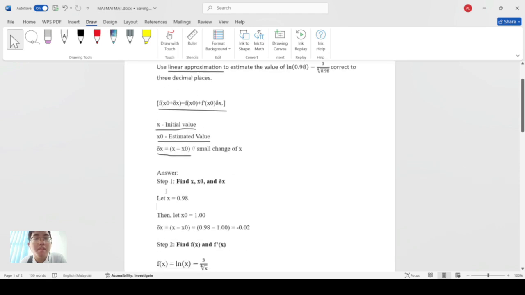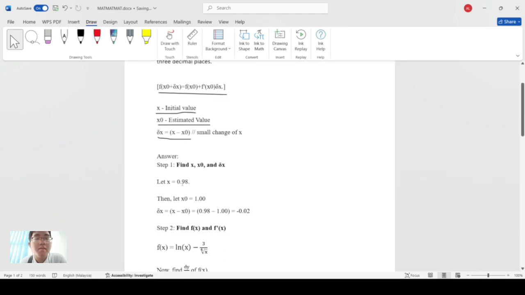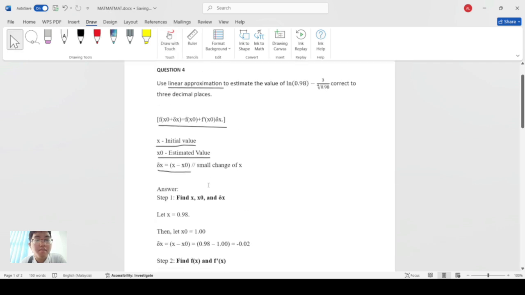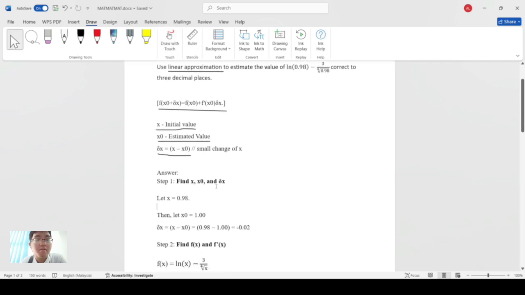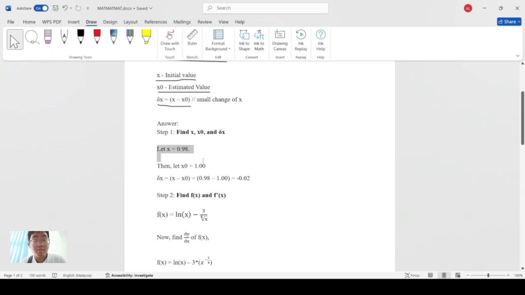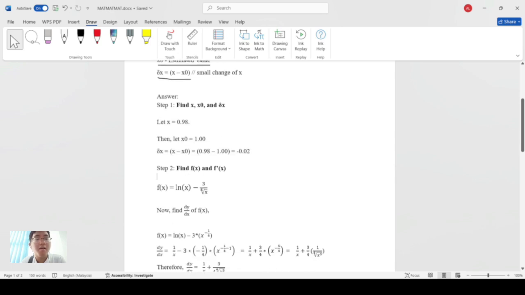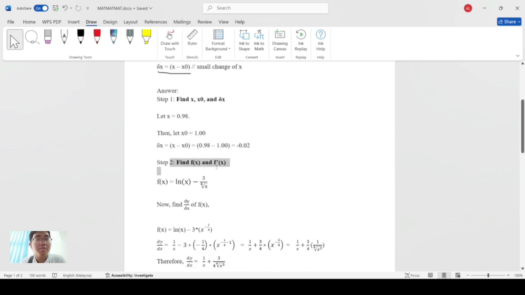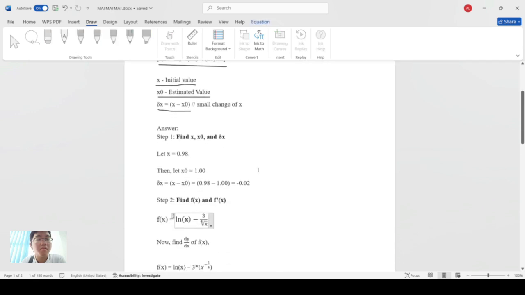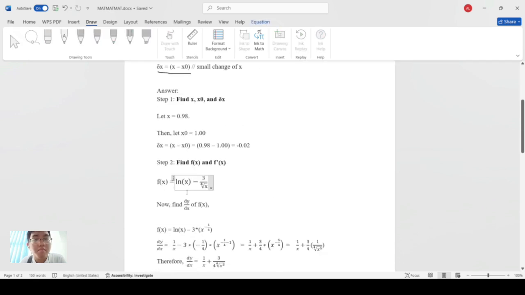So let's start with x. From the equation, we let 0.98 be x, and then for x naught, we pick a nice value to work with. In this case, I pick 1 because it's a whole number. And then after we get these two, we plug them into the delta x formula, and we are left with negative 0.02. Now that we have all these 3 values, let's move on to step 2, which is to find f of x and the derivative of f of x. This part is relatively easy, as we just have to replace 0.98 with x. So f of x is equal to ln x minus 3 over the fourth root of x.